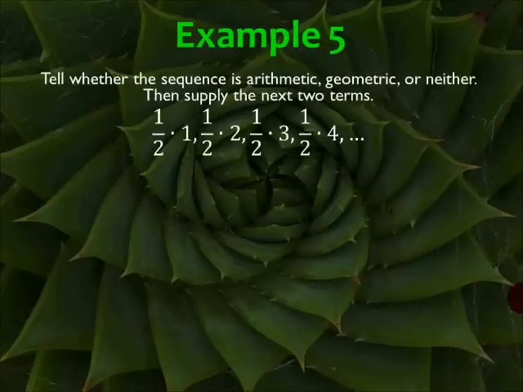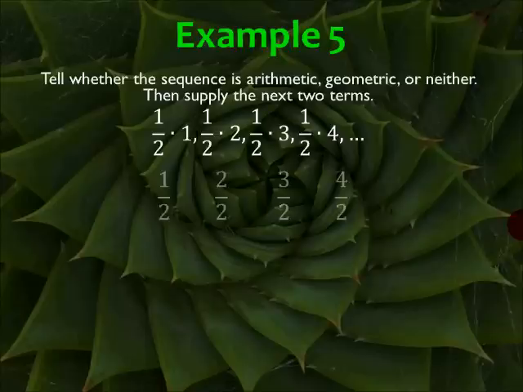Example 5. Tell whether the sequence is arithmetic, geometric, or neither, then supply the next two terms. So we have 1/2 times 1, 1/2 times 2, 1/2 times 3, 1/2 times 4, and so on. Now, if you see this pattern, you might think, oh, it's got to be geometric. I mean, there's a 1/2 in everything. Well, not so fast. Let's see what it looks like by applying the proper steps.